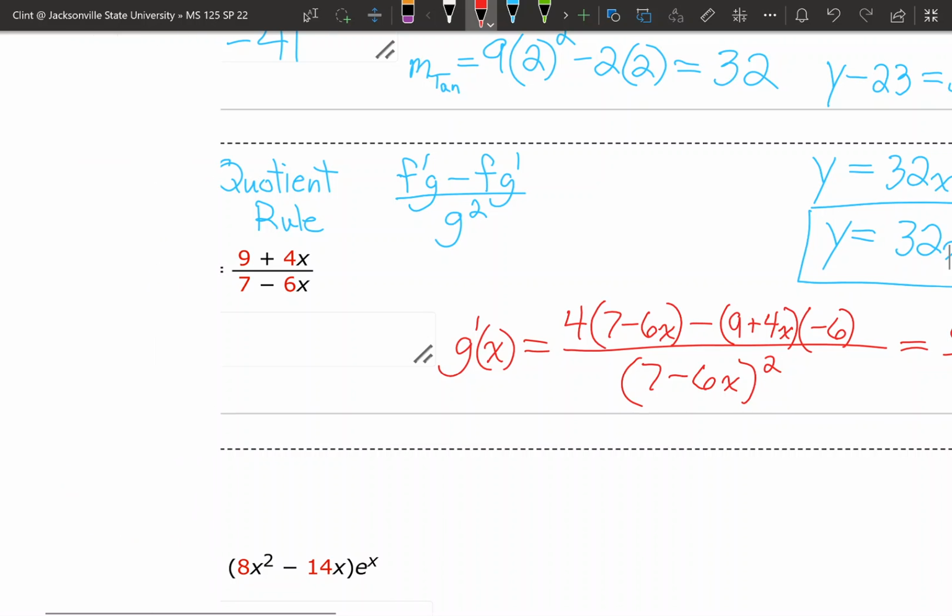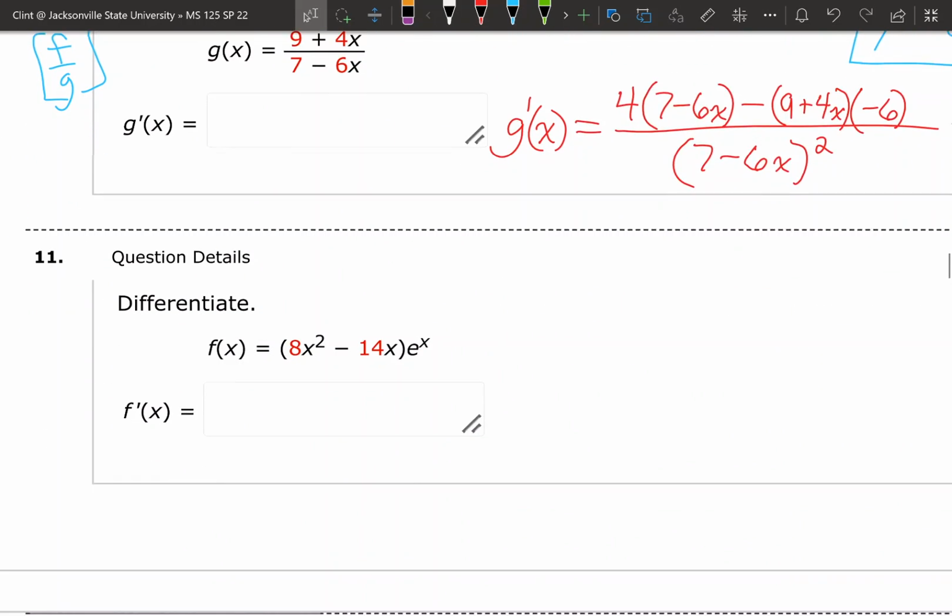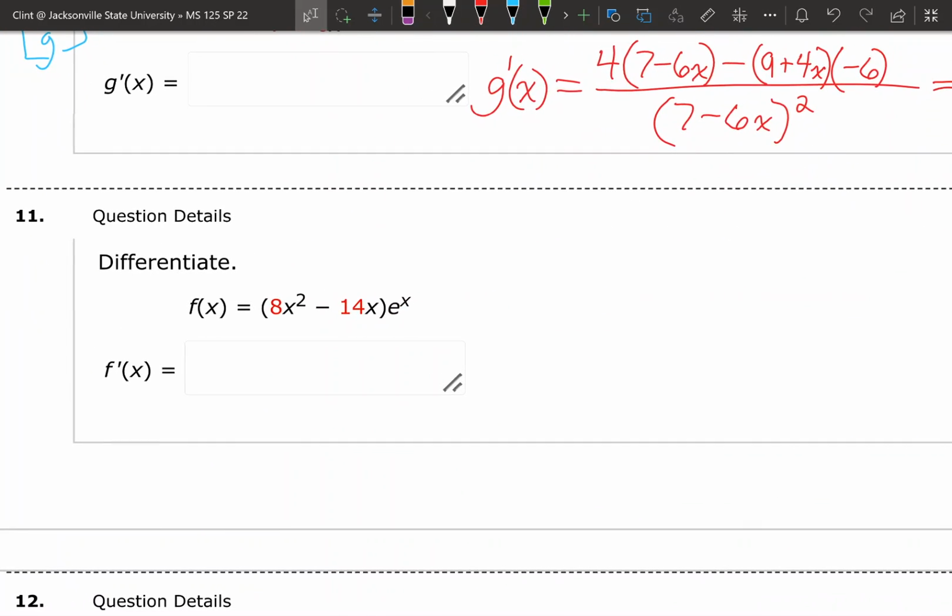What are we on? 11? And it says differentiate, find the derivative. How can we approach this one? You do product rule. Initially, something that came to mind is, can I cheat and distribute the e to the x and get out of using the product rule? But then no, we would have to do the product rule twice because we would have 8x squared times e to the x minus 14x times e to the x. So we're doubling our work if we do that.